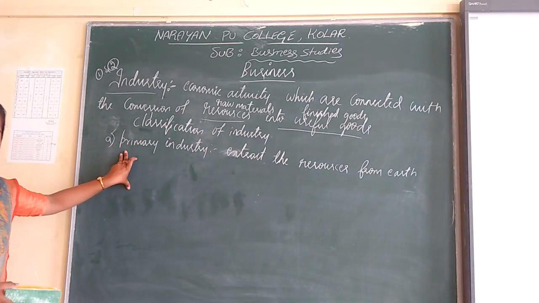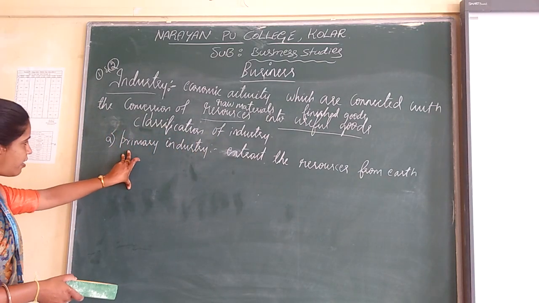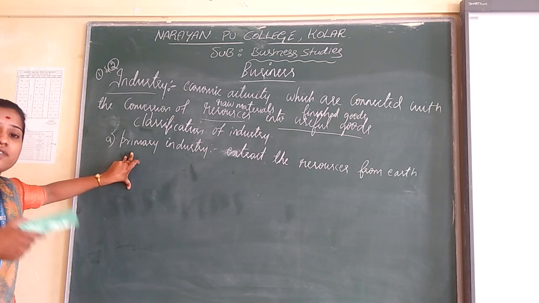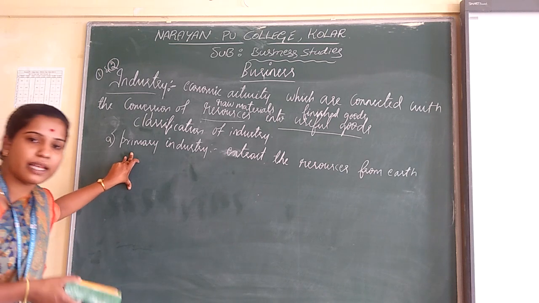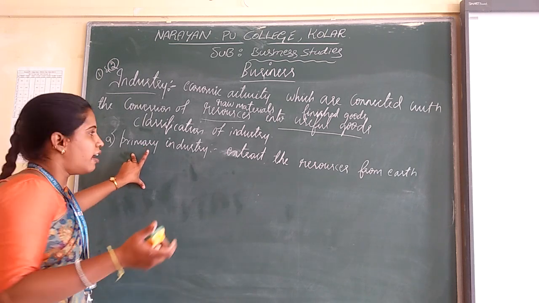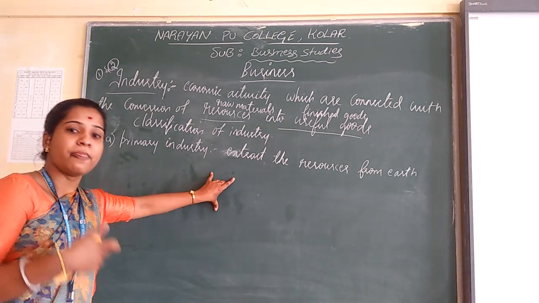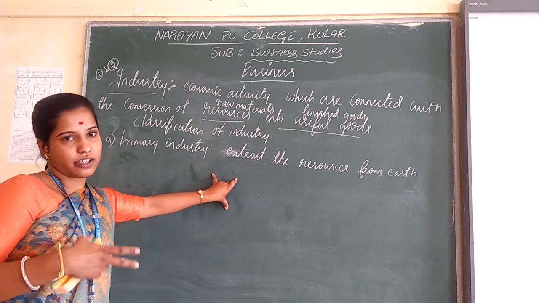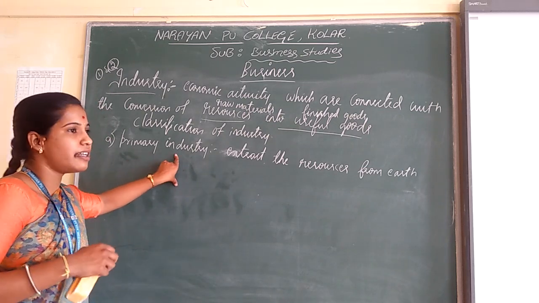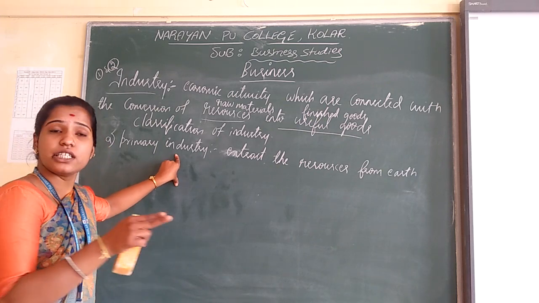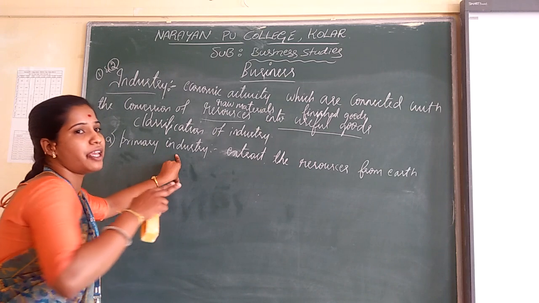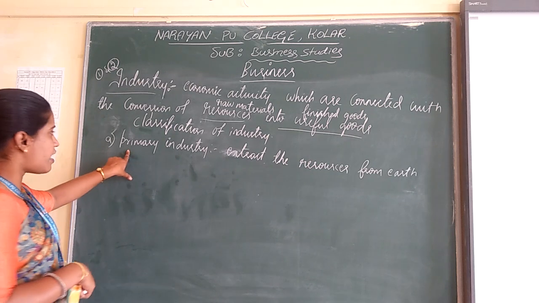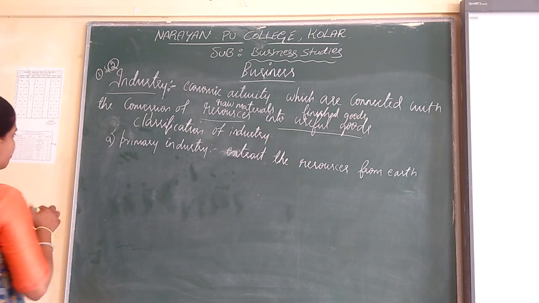So everybody got the meaning of primary industry. The primary industry means they are going to extract the resources from the earth, and also it develops the reproduction and development of living organisms. So the primary industry means they extract the resources from the earth, and those resources are used in the development and reproduction of organisms. It is known as a primary industry.